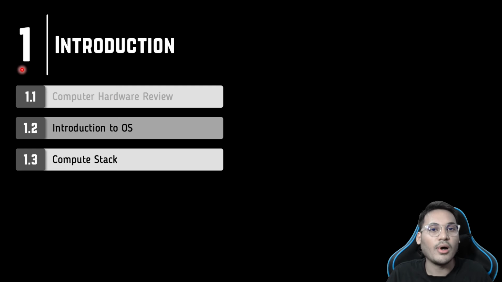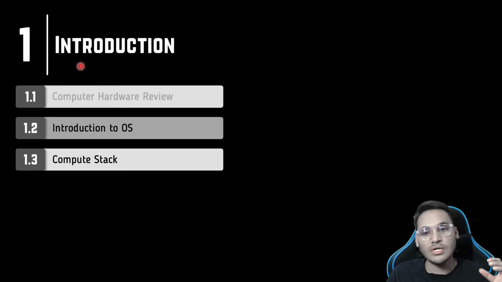This video is part of a lecture series on operating systems, and currently we are on the first module of this course, that is the introduction module. The idea behind this module is to give you a basic introduction to operating systems. So we are already done with the first topic of this course, that is computer hardware review. In that topic, we went over the computer hardware concepts and understood how each of the individual components, that is CPU, memory and IO devices work.